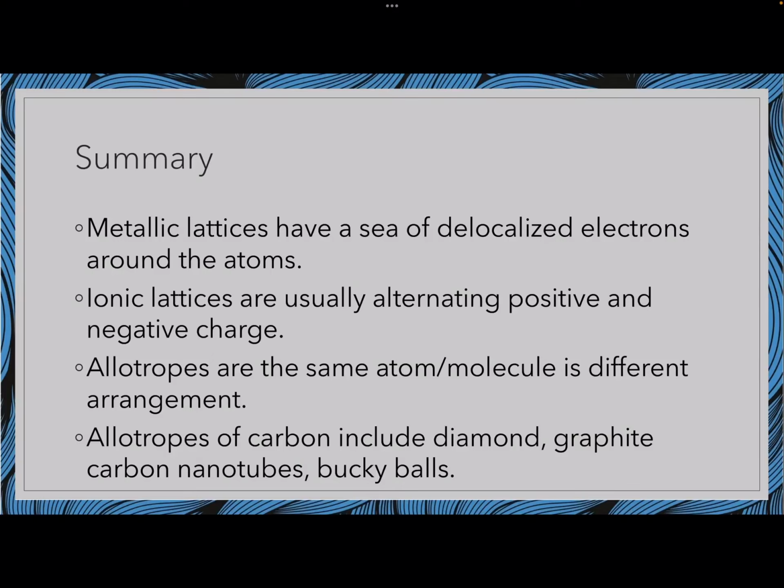So, summary for today: metallic lattices have a sea of delocalized electrons around the atoms. Ionic lattices are usually alternating positive and negative charges. Allotropes are the same atom or molecule in a different arrangement. And allotropes of carbon include diamond, graphite, carbon nanotubes, and buckyballs. So that's it for Module 1. After this, we're going to go on and do some revision questions, do a topic test, and then move on to Module 2.